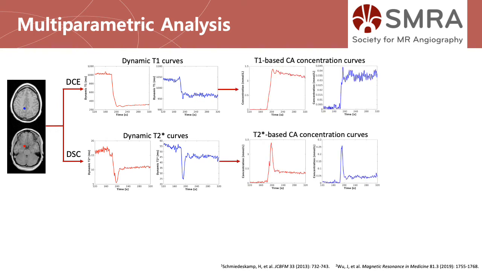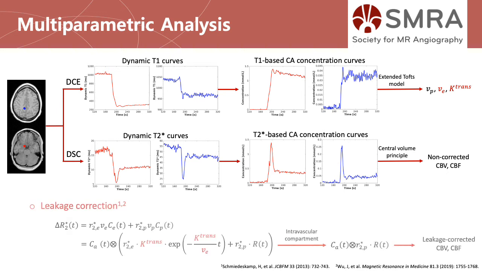T1 and T2* based contrast concentration curves are directly calculated from the dynamic T1 and T2* values, respectively. DCE-MRI permeability metrics, including Vp, Ktrans, and Ve, are then derived from the T1 based concentration curves using the extended Tofts model. Conventional non-corrected DSC-MRI parameters, for example CBV and CBF, are calculated directly based on the central volume principle.